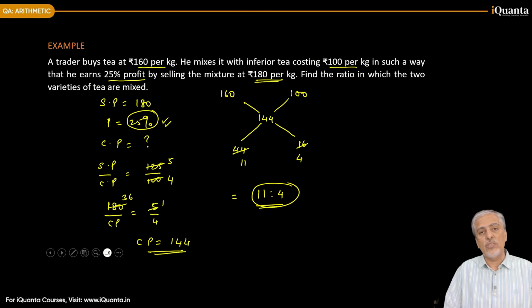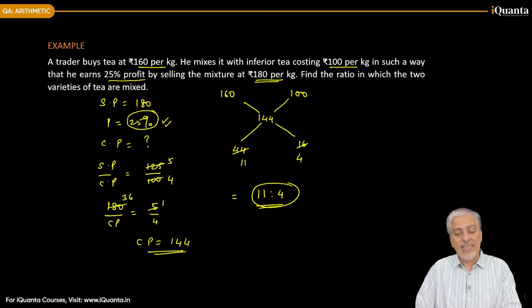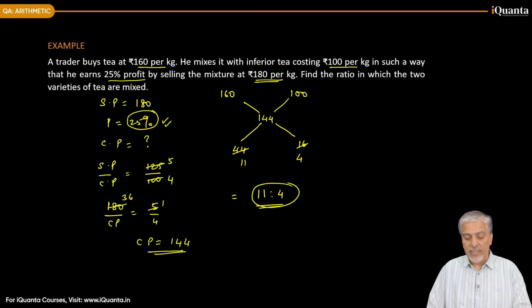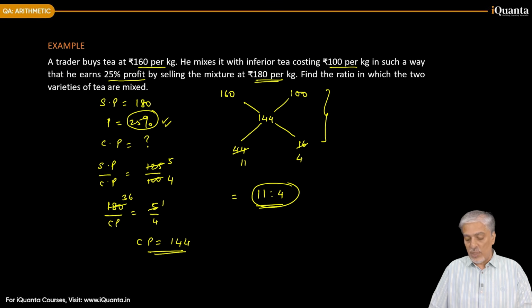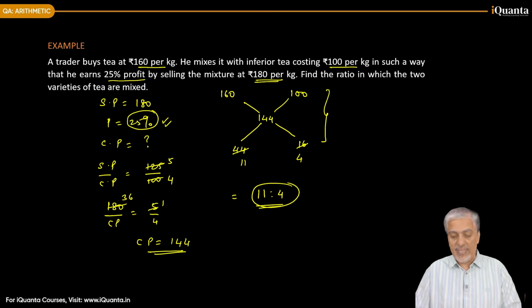That means if you took 11 kgs of 160 and 4 kgs of 100 and did this whole transaction, you would have made 25% profit. Okay, this question also explains alligation. So as I said, people who don't know alligation should revise alligation over here.